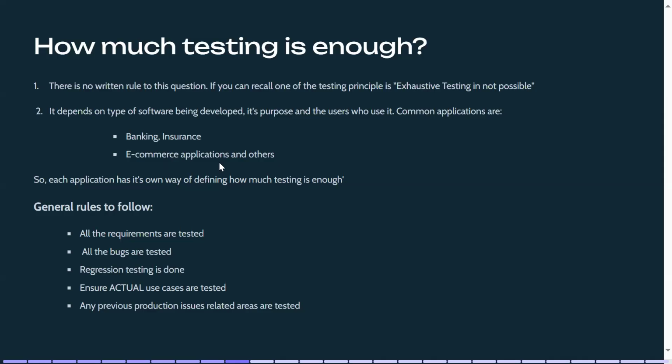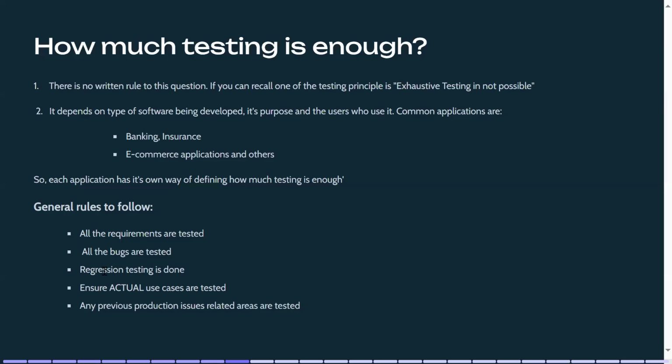But the general rules to follow, irrespective of any domain or any technology or any application, are these. We will validate whether all the requirements are tested as per our requirement traceability matrix or not. That is the first rule. And the other rule is, we are logging the defects in our defect tracking tool, so all open defects should be closed. That means all the defects must be tested and closed. That is the next rule.